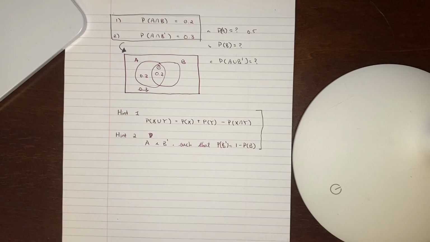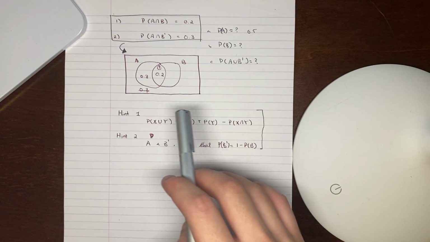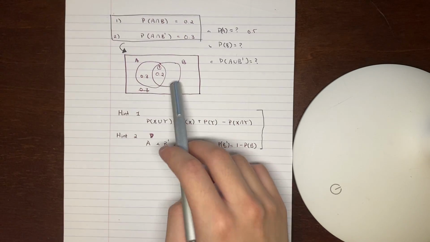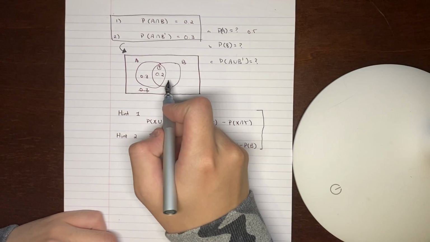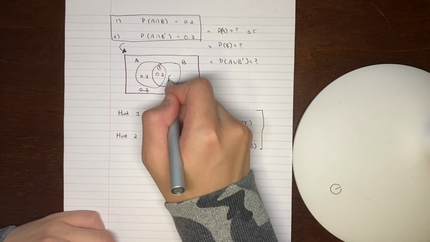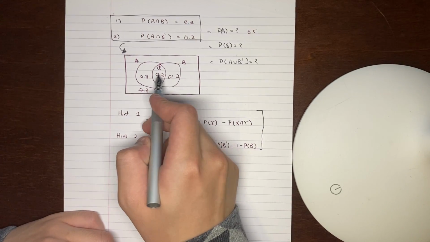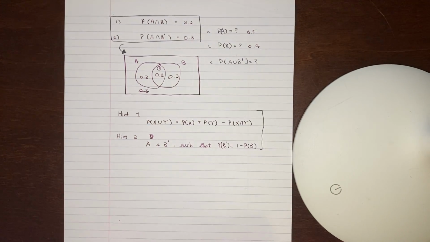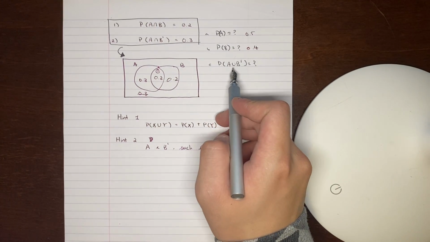Given that A and B are independent, find P(A or B dash). Okay, so we'll just fill that in. P(B) is what we got here, 0.4. So this would be 0.2, right? Because they have to add up together to give P(B), so we got 0.4.